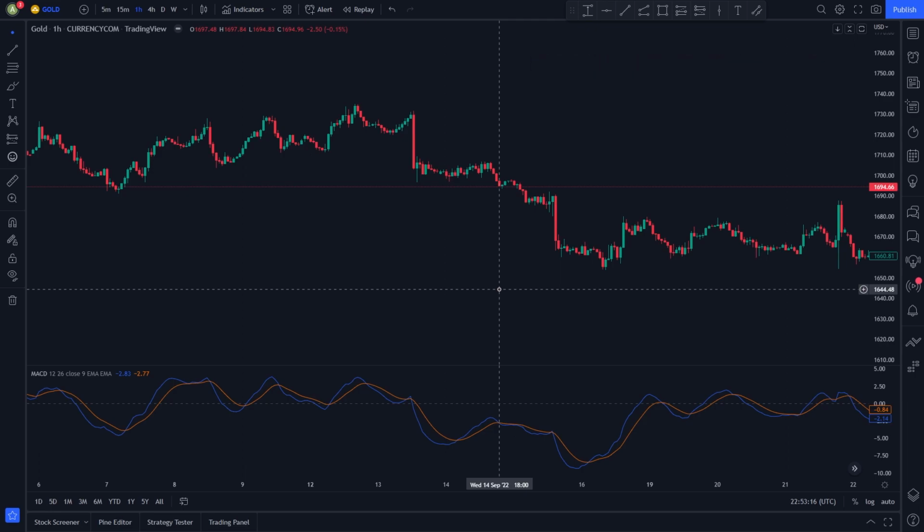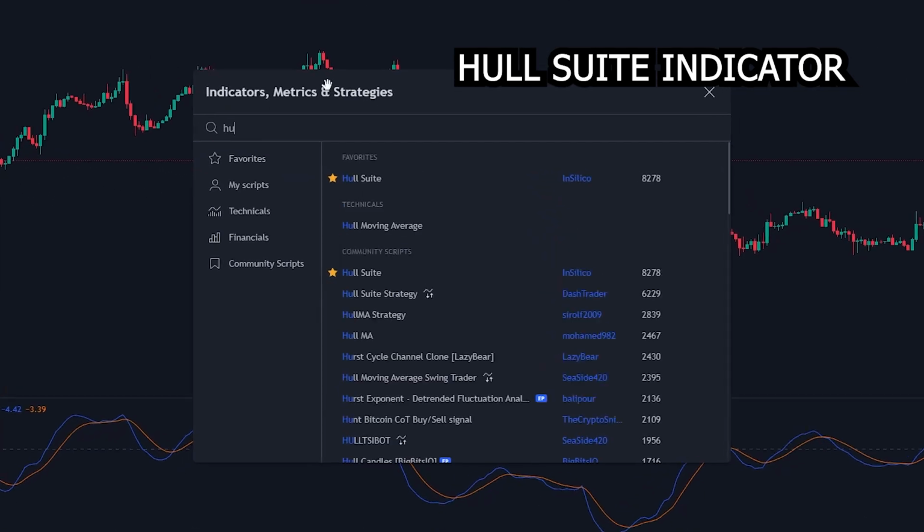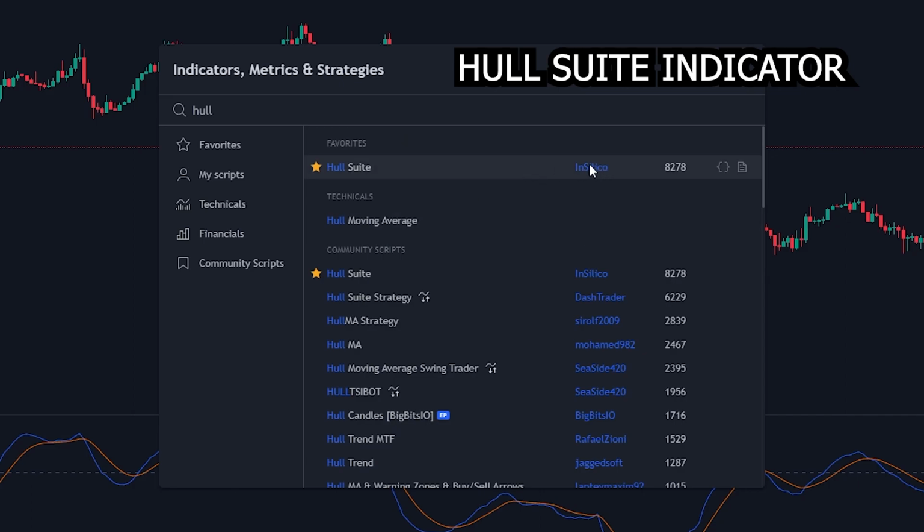The second indicator is going to be the Hull Suite. The Hull Suite indicator is a trend indicator. It uses moving averages to determine whether the market is bullish or bearish. In our case, we will use it as our second confirmation indicator. To add the indicator to your chart, you click on the Indicators tab, then search up Hull Suite. We will use this one by Insilico.